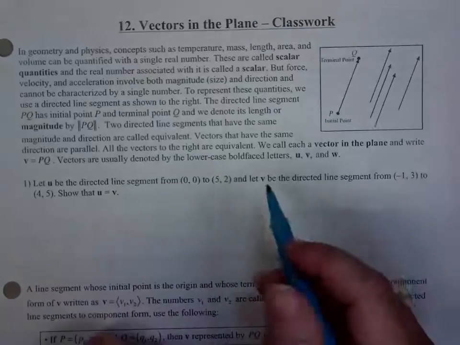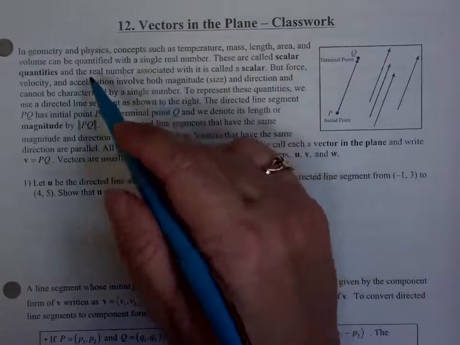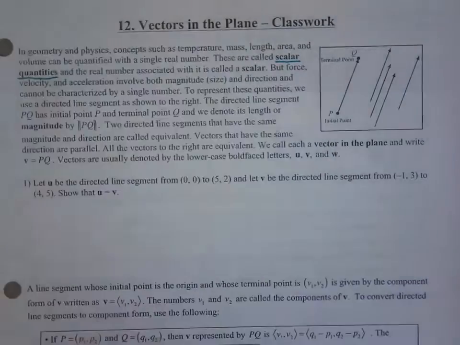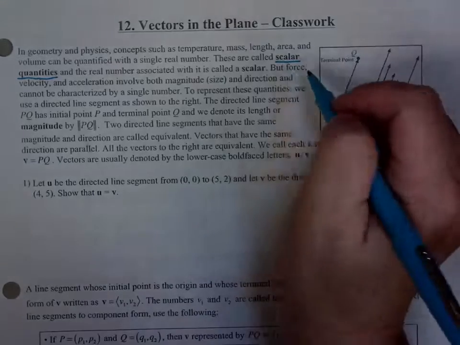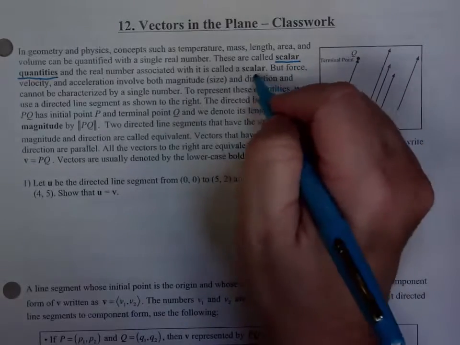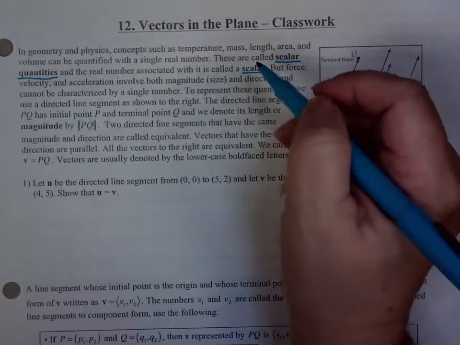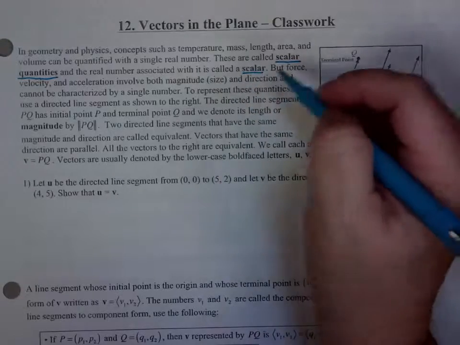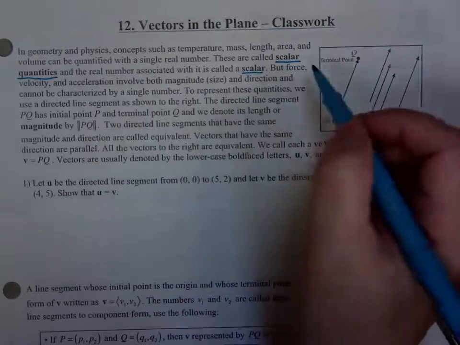It says in geometry and physics, concepts such as temperature, mass, length, area, and volume can be quantified by a single real number. These are called scalar quantities. Scalar means a number, just a number. It has something to do with a vector, but it's a number, okay? A scalar quantity, the number associated with it is called a scalar. But force needs more than just one number to describe it. It needs an amount and then sometimes an angle. It needs more things. It has size and it has direction, and it cannot be characterized with a single number.